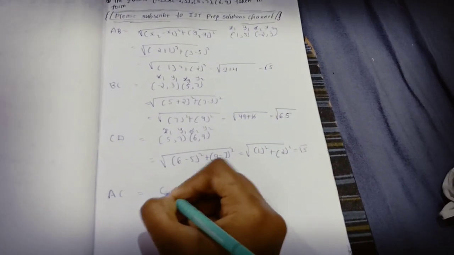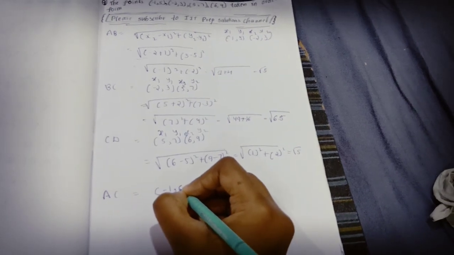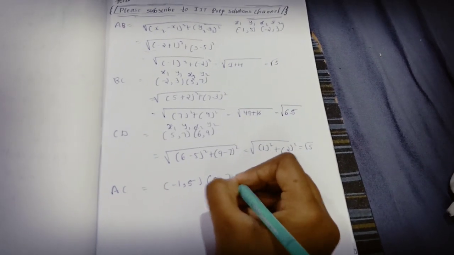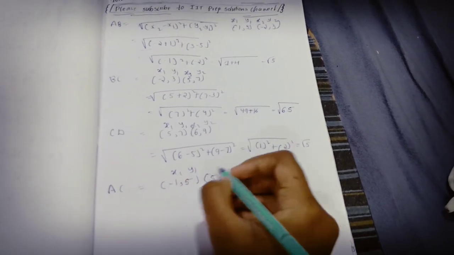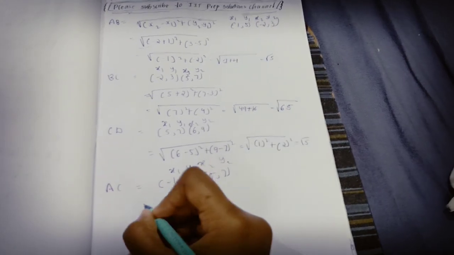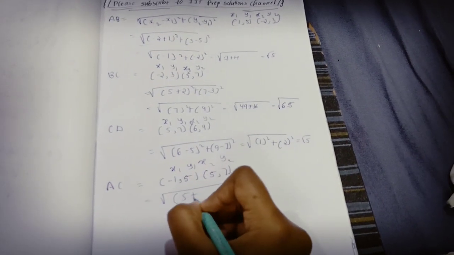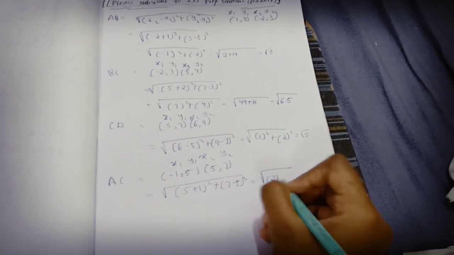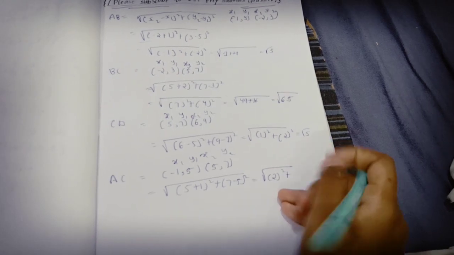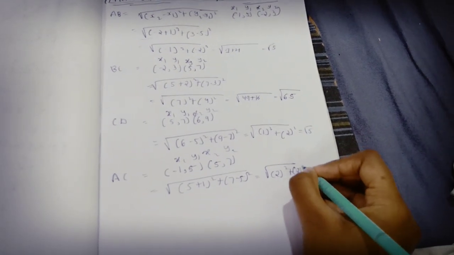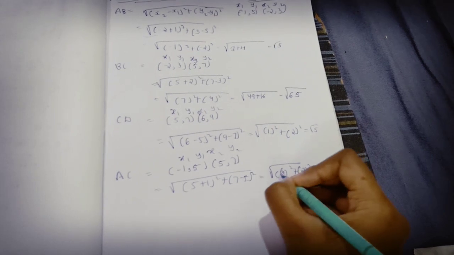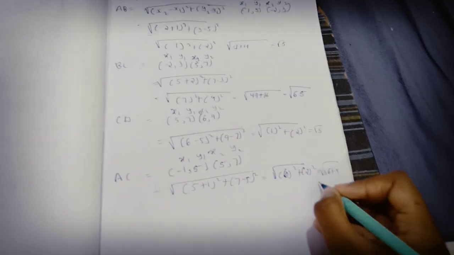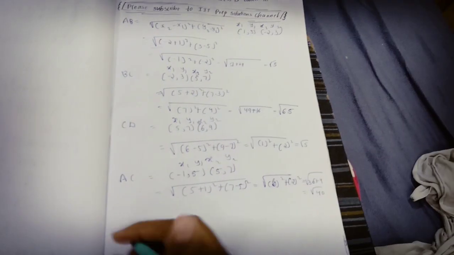A is (-1, 5) and C is (5, 7), (x1, y1) and (x2, y2). That is under root of 5 plus 1 whole square plus 7 minus 5 whole square, sorry, here 6 square plus 2 square, 36 plus 4, under root 40.